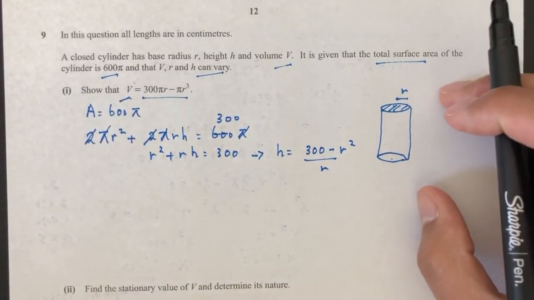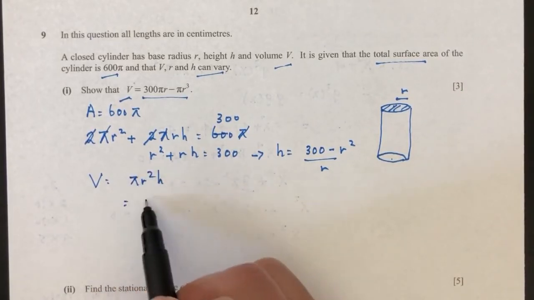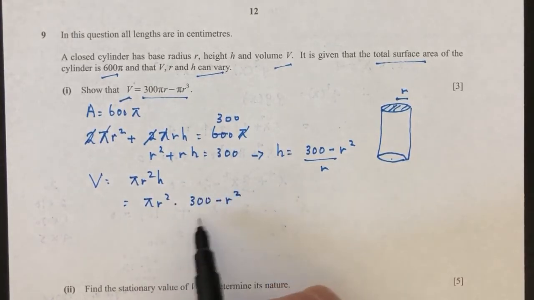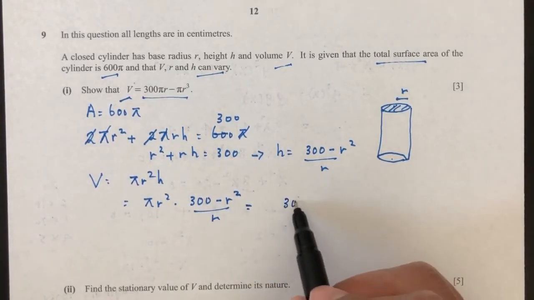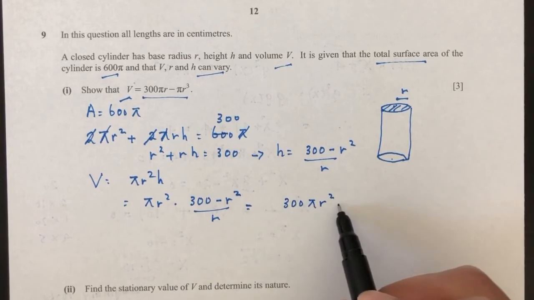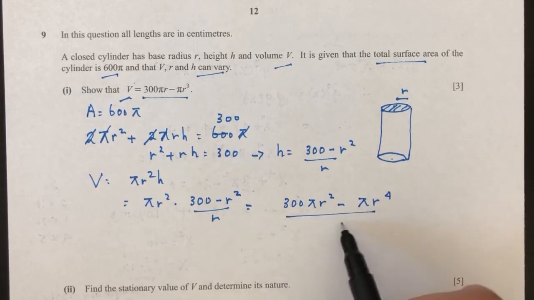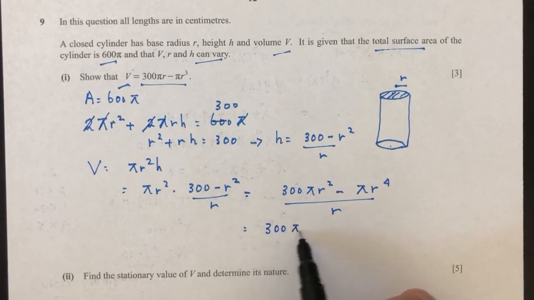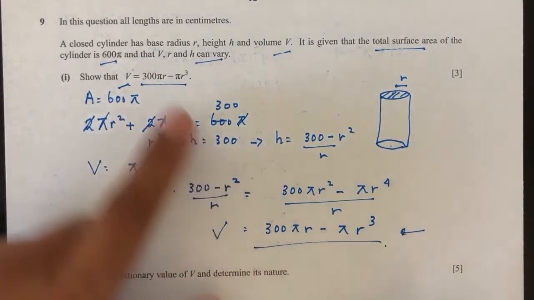How do you find the volume of a cylinder? So we use the formula pi r square h. So pi r square h is pi r square times (300 minus r square) over r. So let's simplify. First we have 300 pi r square minus pi r to the power 4, that will be divided by r. So you simplify, you will have 300 pi r minus pi r cube. That will be your volume, same as here, shown as required.